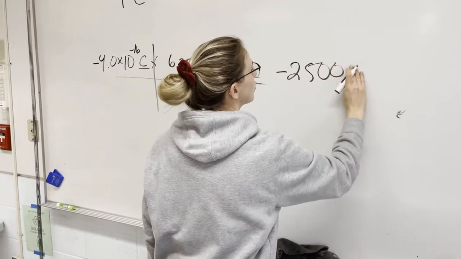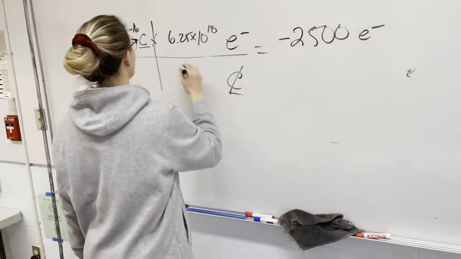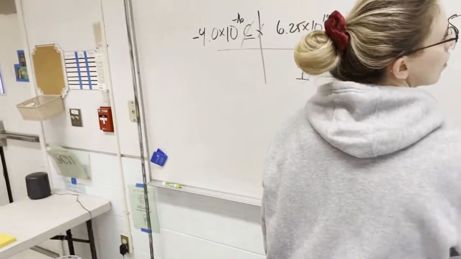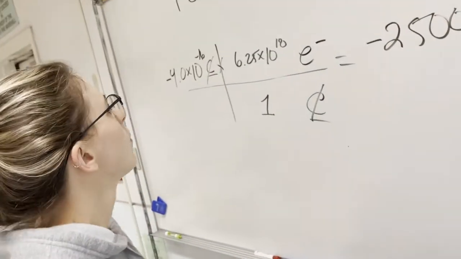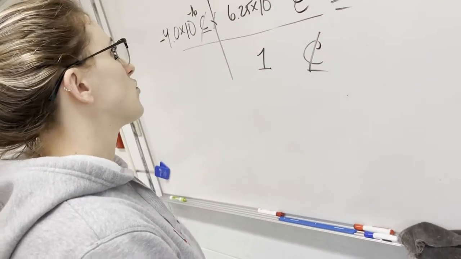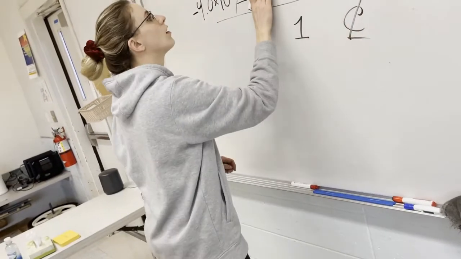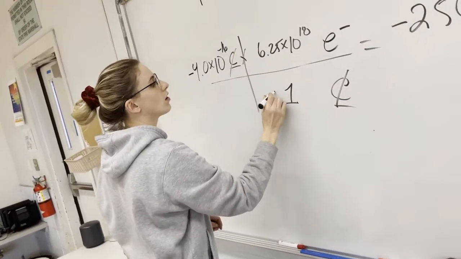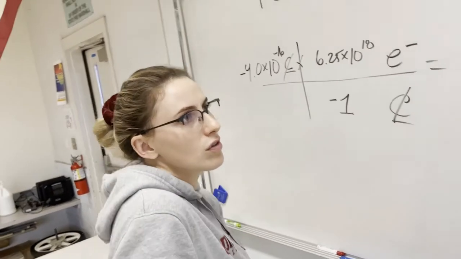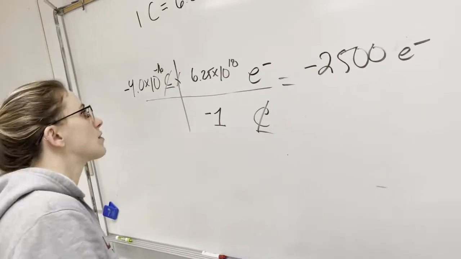-2,500. Now I think the charge on one electron is negative. That should be -1 coulomb, right? The coulombs is negative at the bottom. So you got a negative divided by a negative, which gives you a positive.